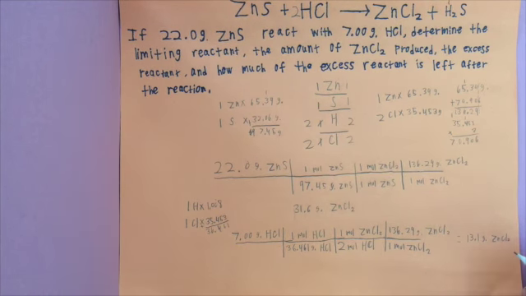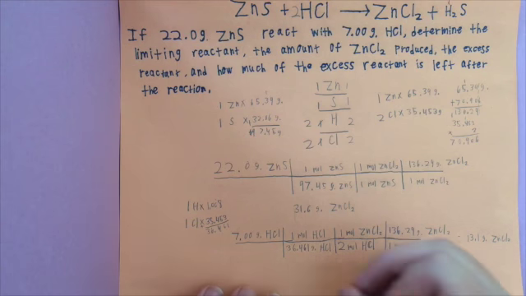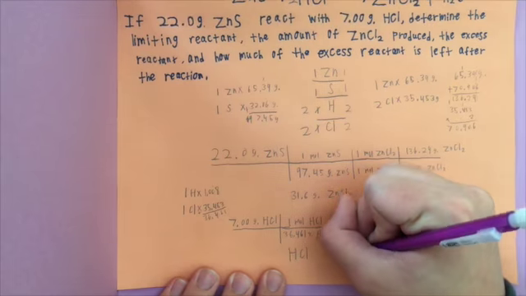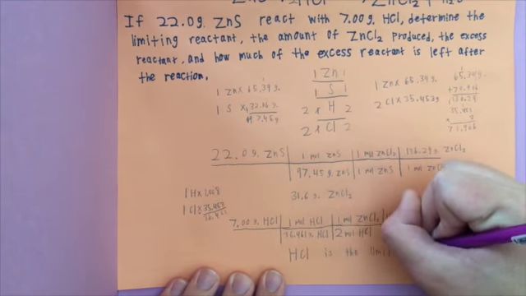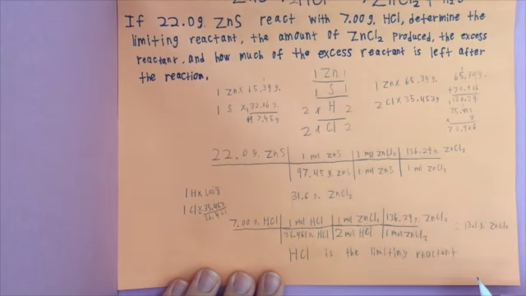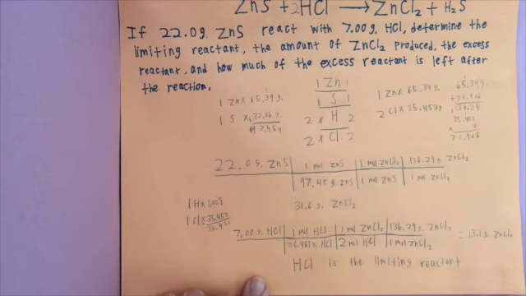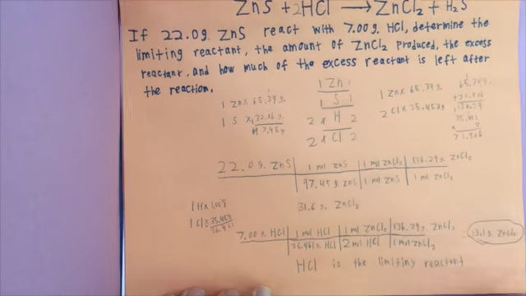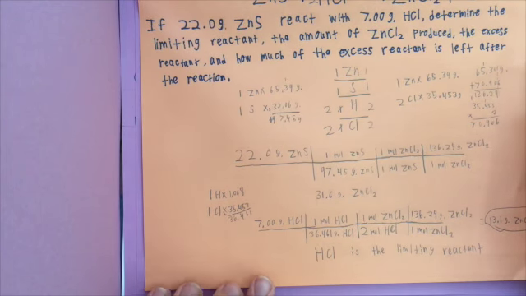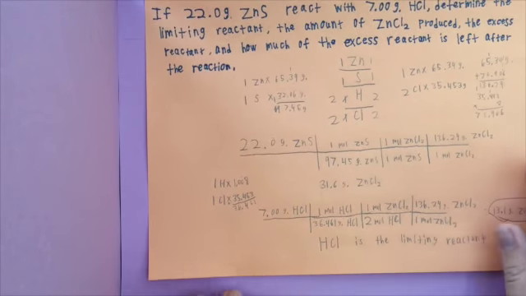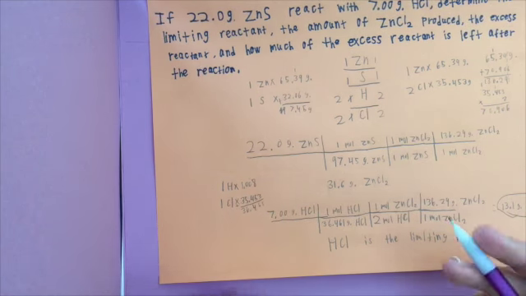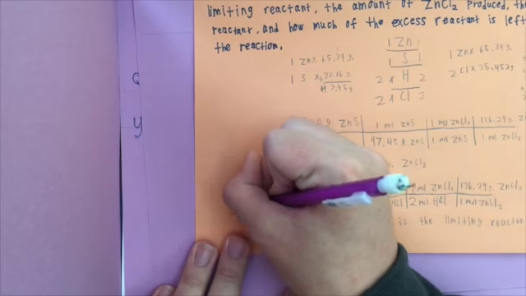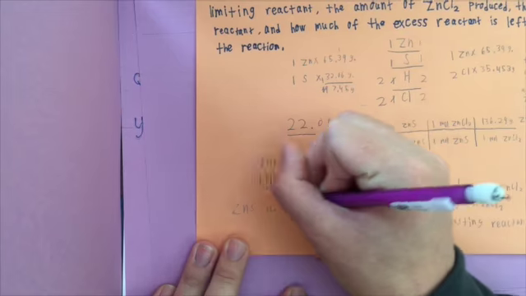So, based on these calculations, the limiting reactant is the element or compound that gave you the least amount of your product, because the limiting reactant limits what you get for your product. So in this case, hydrochloric acid is the limiting reactant. And the amount that it produced was 13.1 grams of zinc chloride. So now the rest of the question says, what is the excess reactant? If hydrochloric acid is the limiting reactant, then by process of elimination, zinc sulfide is the excess reactant.